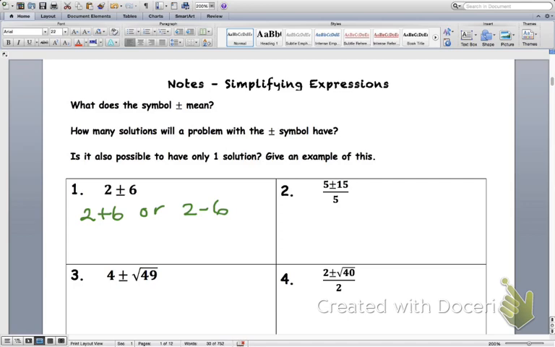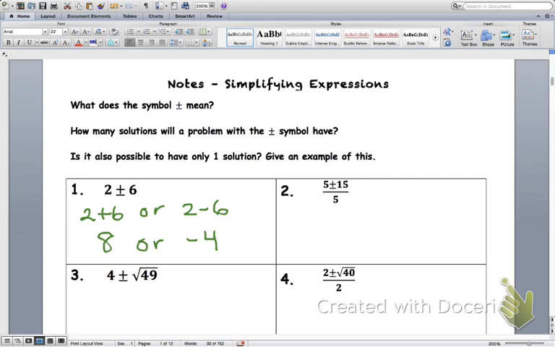It's just a short way of writing these two problems at once, and we can solve each one separately. 2 plus 6 is 8, or my other answer is -4, because 2 minus 6 is -4. That's all the plus and minus symbol means. Let's look at the next one. Same idea, but here I'm dividing by 5. I notice that both of these numbers on top divide by 5, so I'm going to simplify first before I split it into two problems.